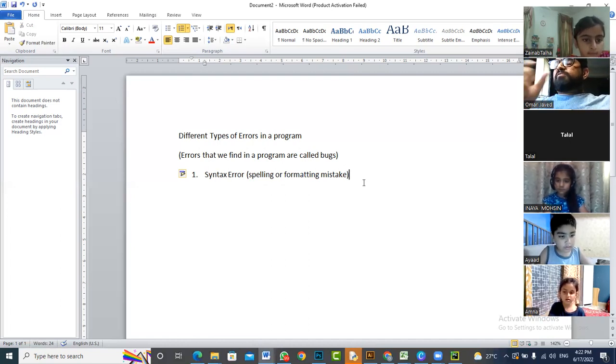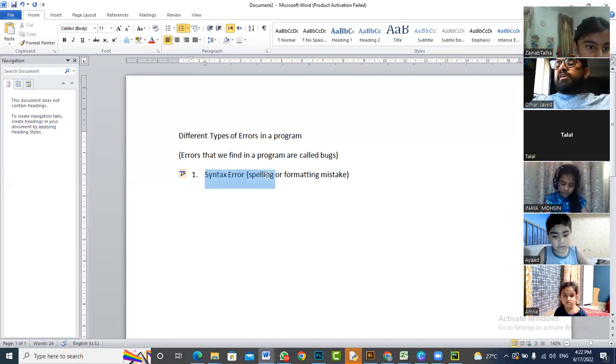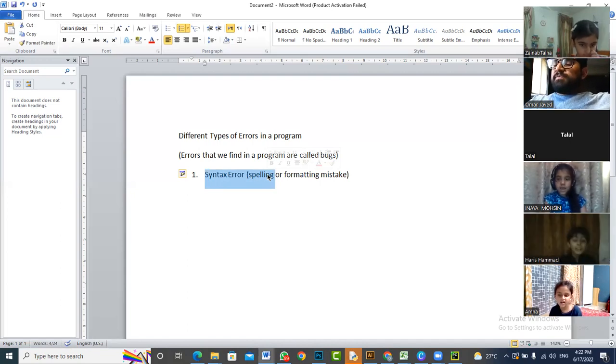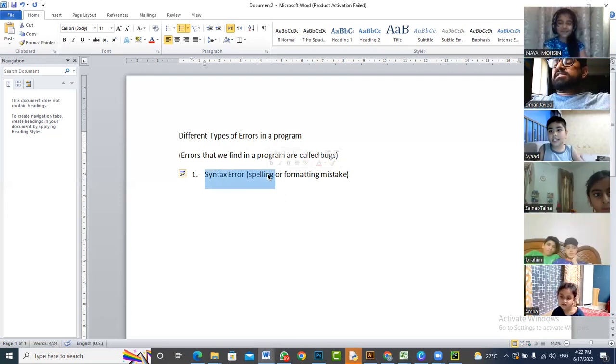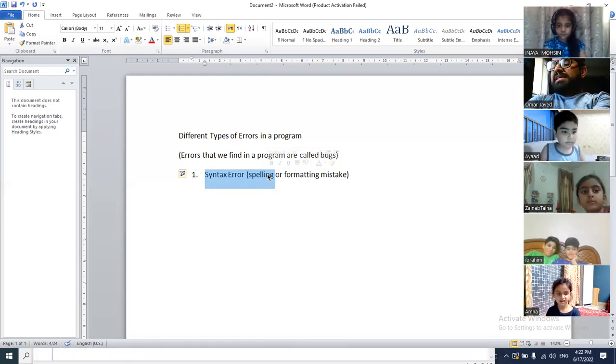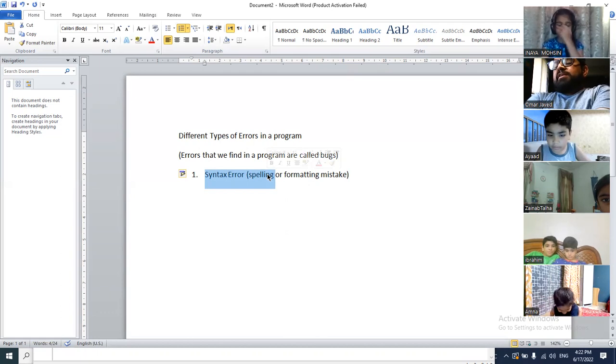Yes, sure. So the word is syntax error. This is the first type of error, syntax error. Can you repeat it with me? Syntax error. Which error? Syntax error. Ramsha, what is that? Yeah, syntax error. So this type of error is a kind of spelling error or a formatting mistake. This kind of error is called a syntax error.